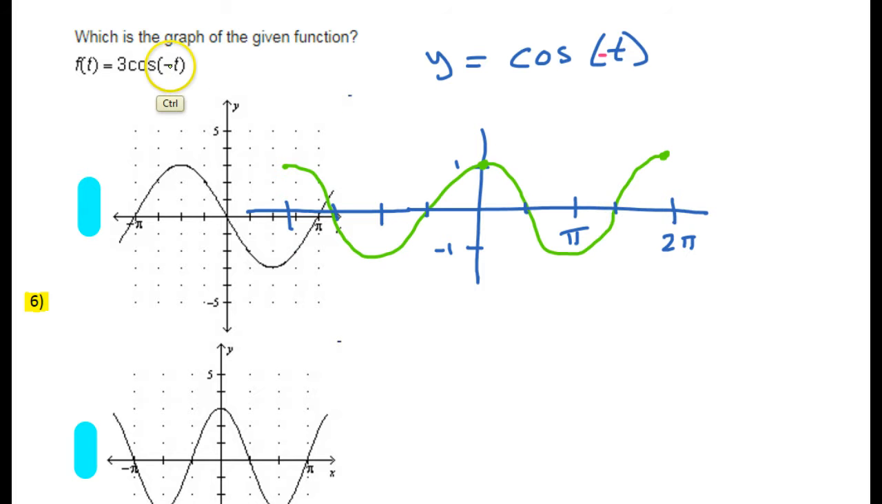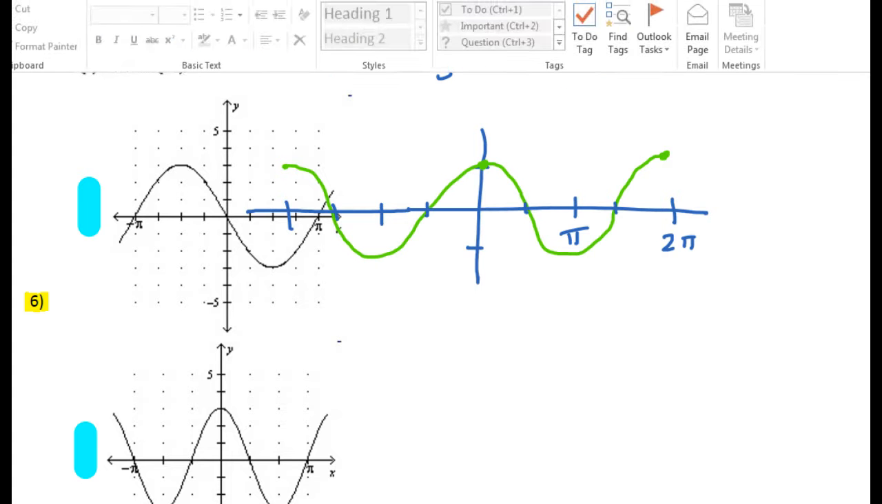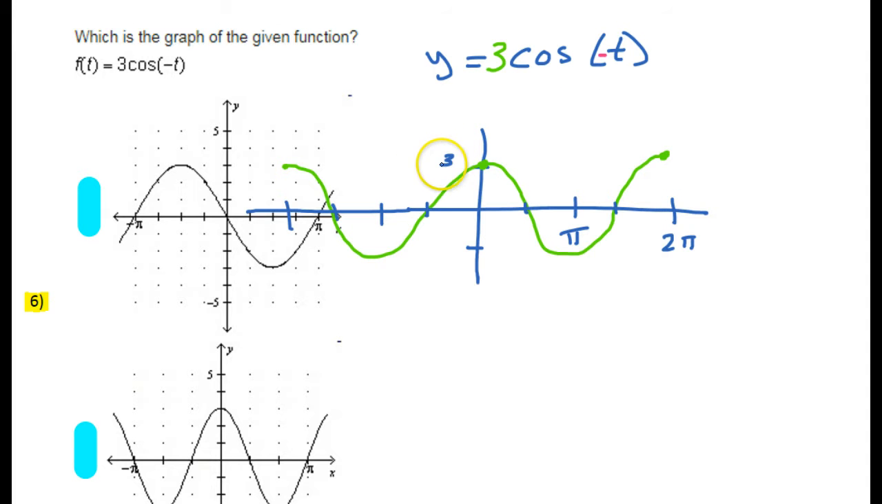So really, what I'm saying is you can ignore that negative sign. That's not doing anything. So basically, we're looking for this function. Okay, it should look exactly like this, except for the 3. Putting a 3 right here is simply going to cause the amplitude to be 3. So instead of going up to 1 and down to negative 1, we should expect it to go up to 3 and down to negative 3. But it should look just like this.